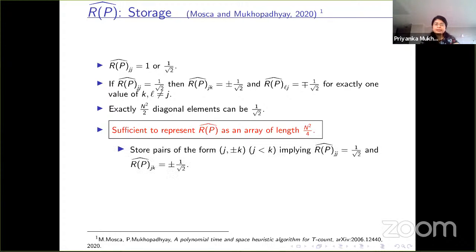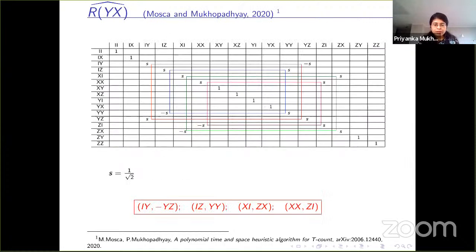And in this array, we store pairs of the form j plus minus k, which implies that j's diagonal entry is 1 by root 2, and in the jkth entry, it is plus minus 1 by root 2. From here, we can deduce the kth row, so there is no need to store the information about the k plus minus plus j entry. For example, this whole unitary can be represented by this array of length 4.